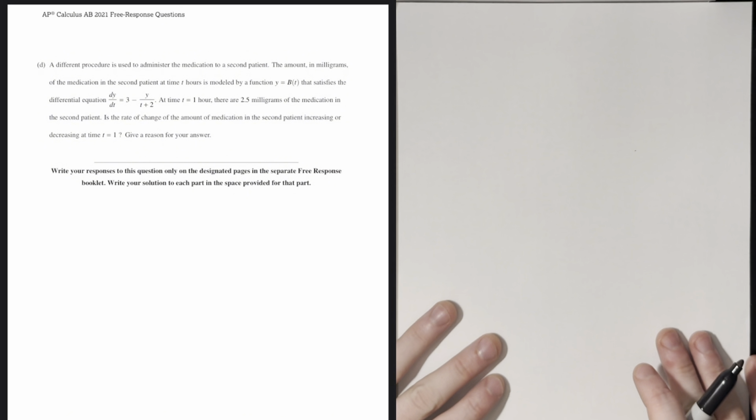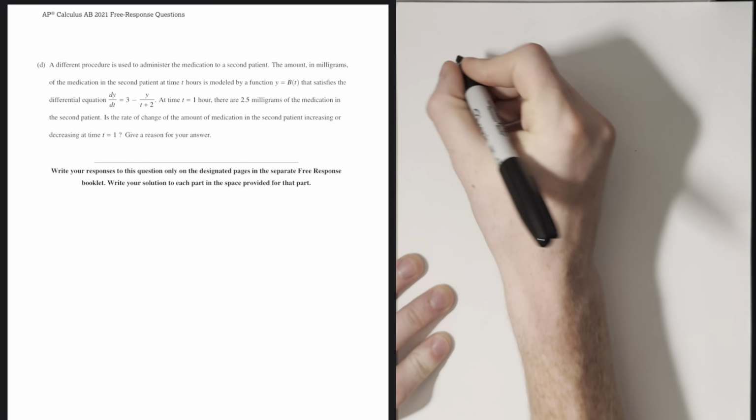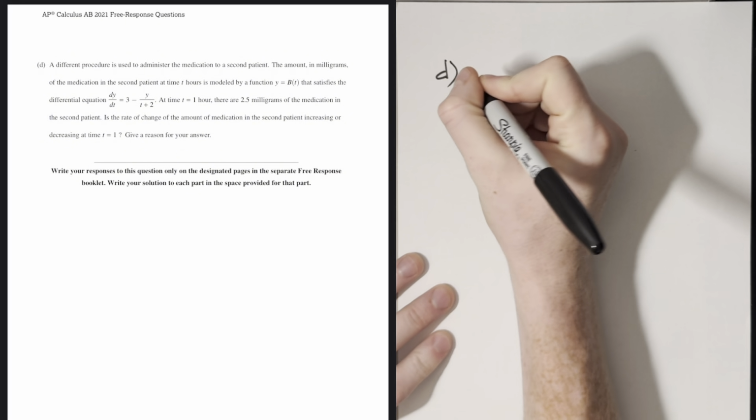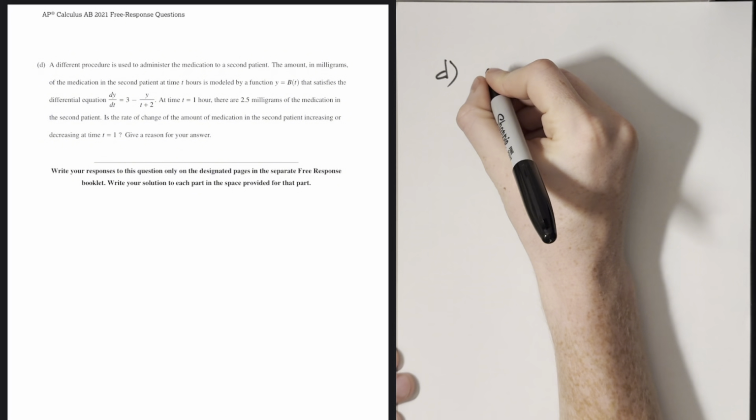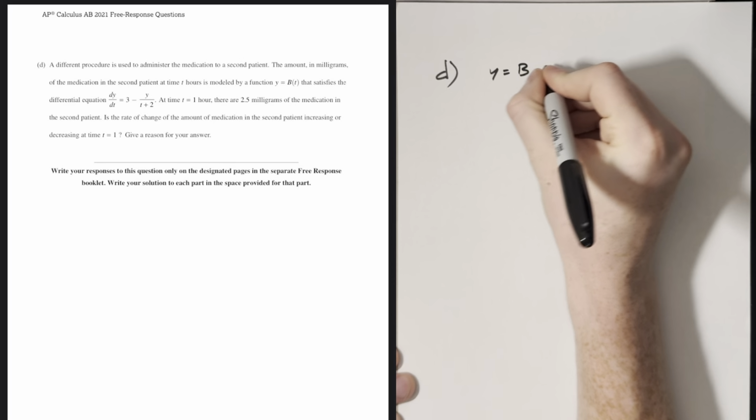When I was looking at this the first time, I thought we were done after part C, which would have been great. But unfortunately, we have part D to do. So let's read it. It says a different procedure is used to administer the medication to a second patient. The amount in milligrams of the medication in the second patient at time t is modeled by the function y equals b of t.